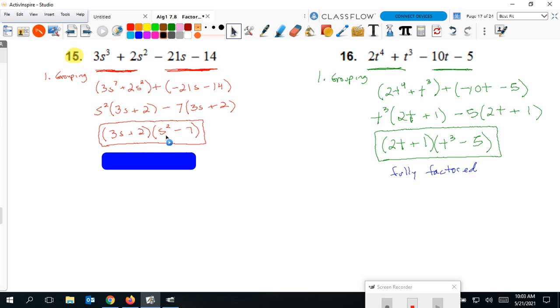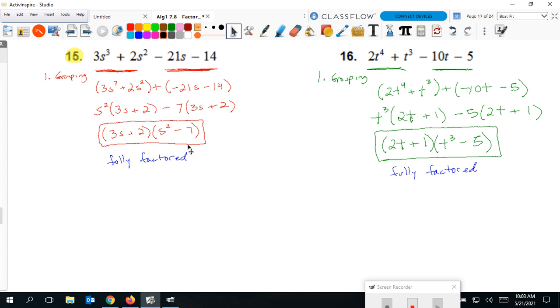You just want to look at this one and see, okay, is it a difference of 2 squares? 7's not a perfect square number, so it's not, and that can't factor anymore. So it's not a special binomial because of the 7. 7 is not a perfect square number. So that is fully factored with just the two binomials.